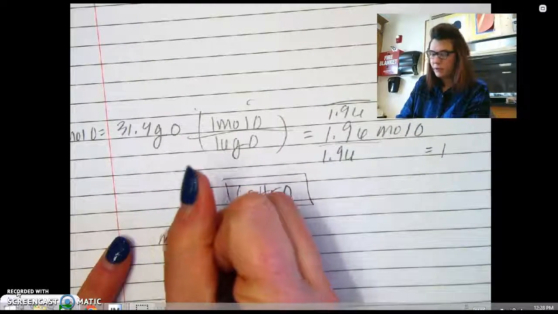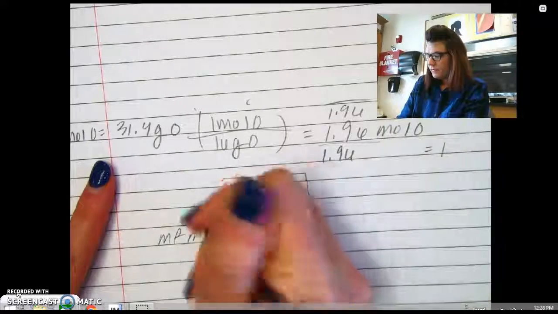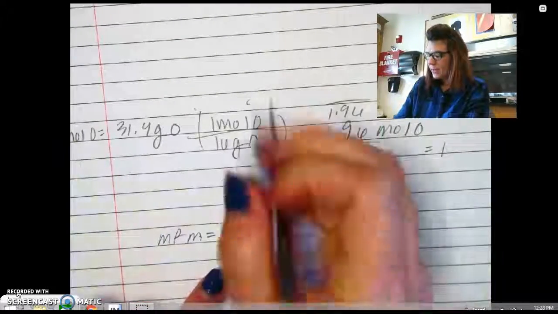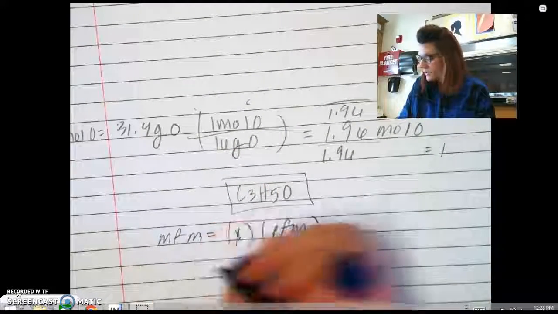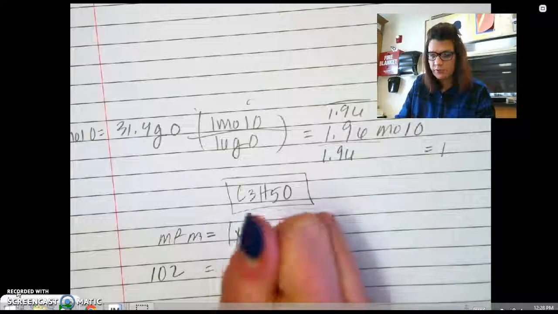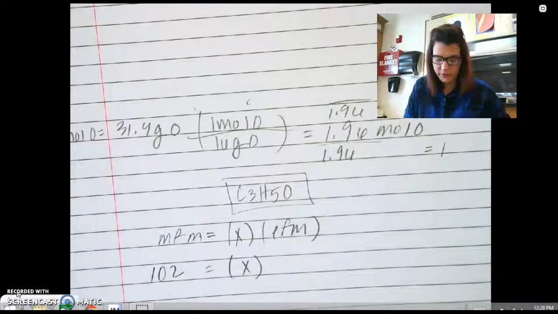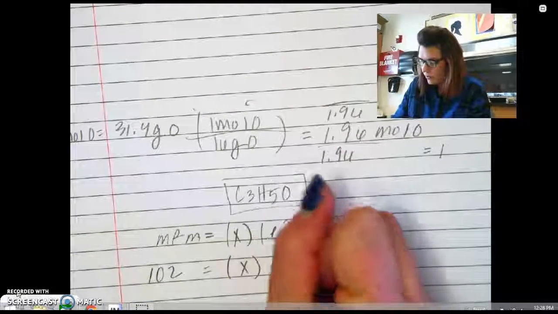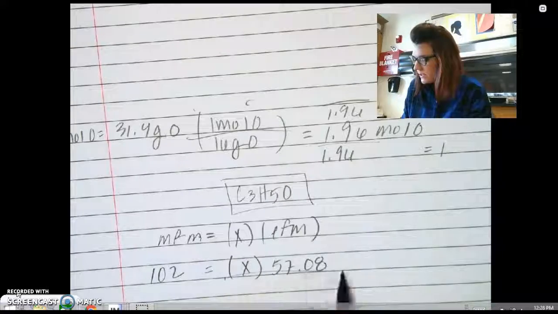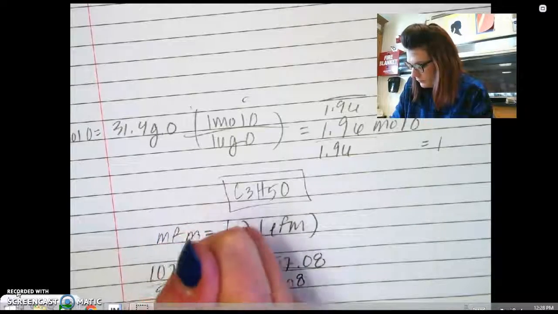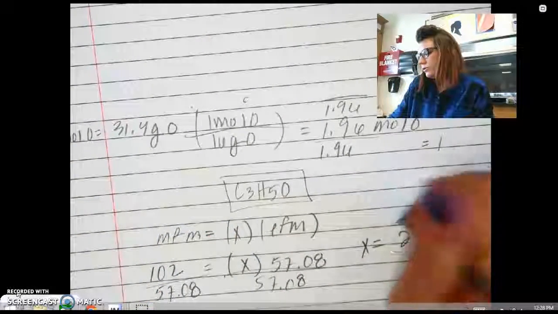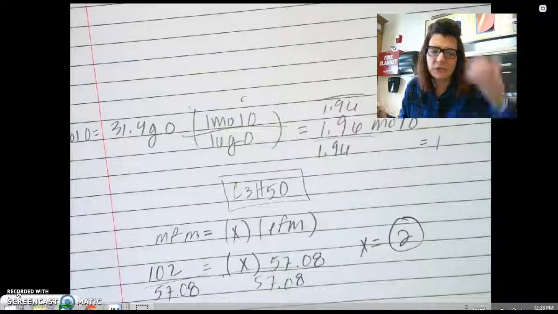So I'm going to do molecular formula mass is equal to some X times empirical formula mass. So the molecular formula mass was 102, and that's equal to some X times the empirical formula mass, which is going to be 12.01 times 3 plus 5.05 plus 16, 57.08. So I'm going to divide both sides by 57.08. And I get X is equal to 2, or somewhere like that. It's like 1.8, so we'll make it 2.